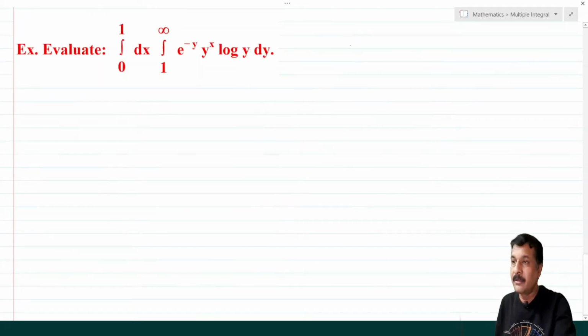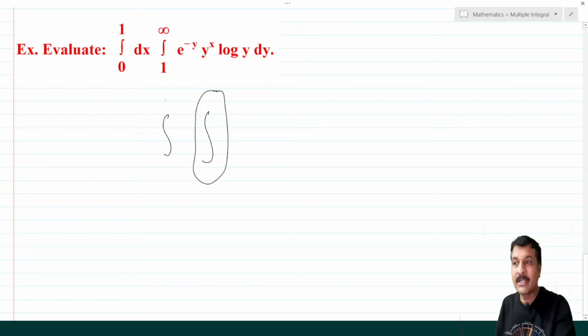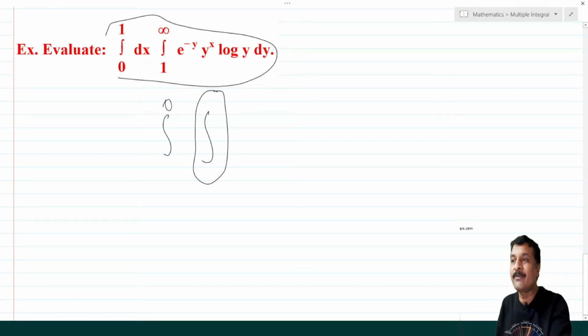Now this is the example. Evaluate the integration 0 to 1 dx, inner integral 1 to infinity e raised to minus y into y raised to x log y dy. So what is the meaning of this first integration? Normally in other double integrations it contains only one variable, but if both limits are constant, it is not easy to decide which is the first one. In such a sequence you always consider the given sequence.